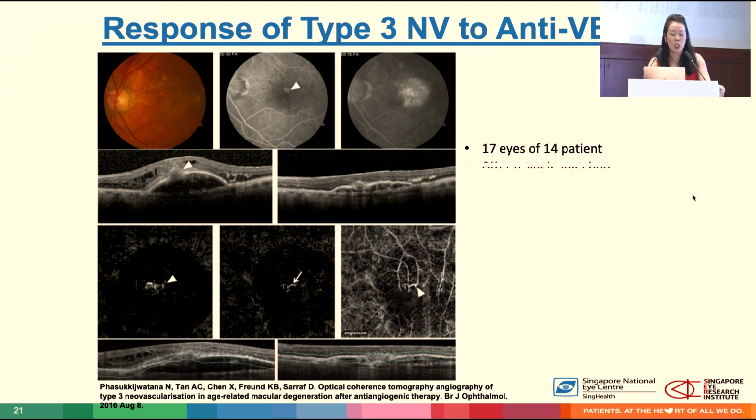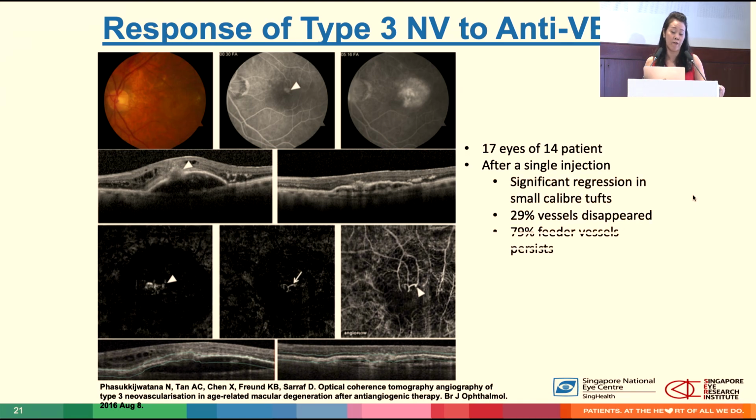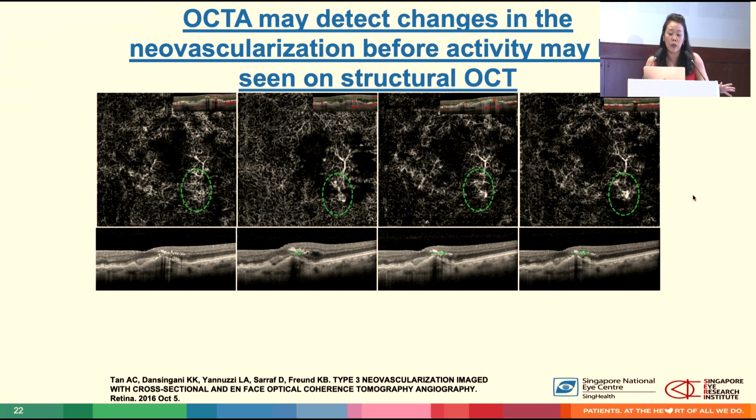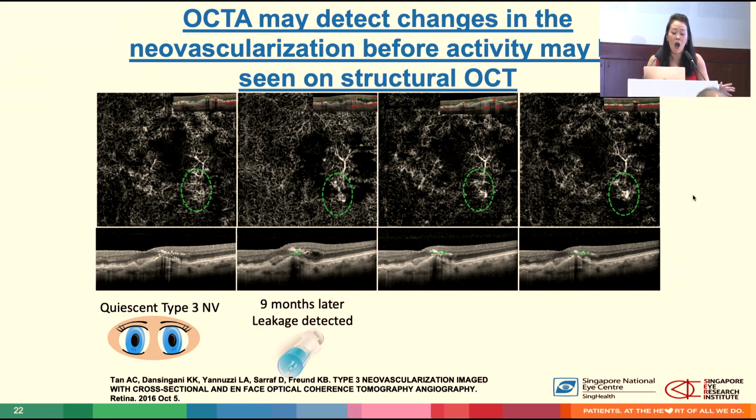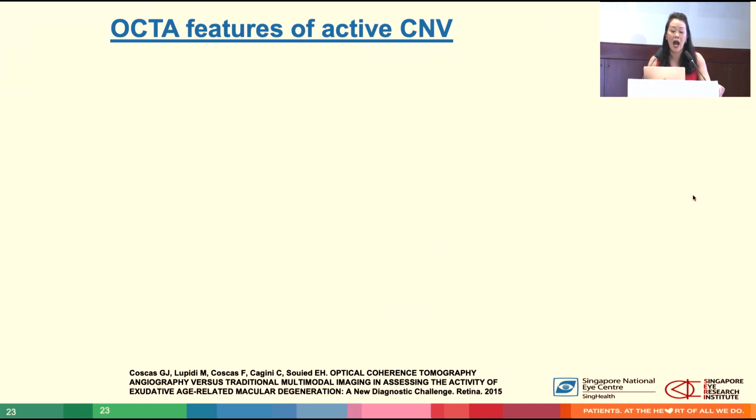And you can see in response to anti-VEGF, we published a very early paper when OCTA came out, and you can see the recurrence often happens with the OCTA membrane growing even before it starts to leak after that.